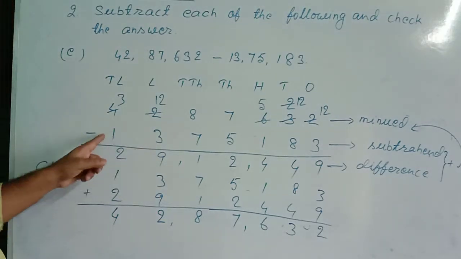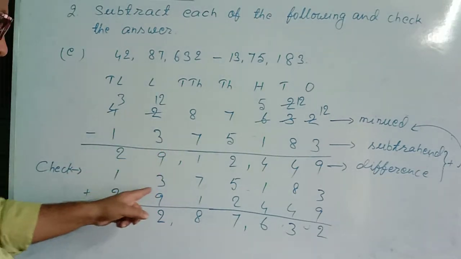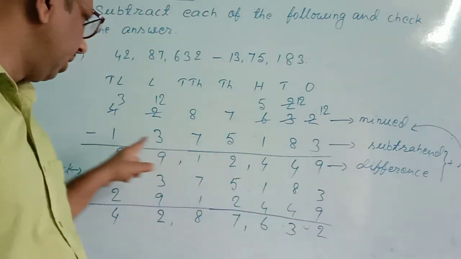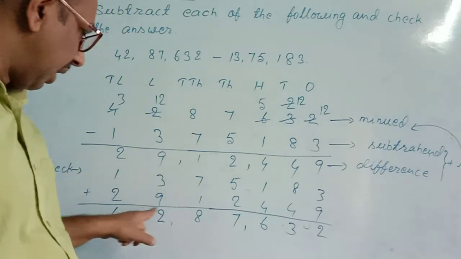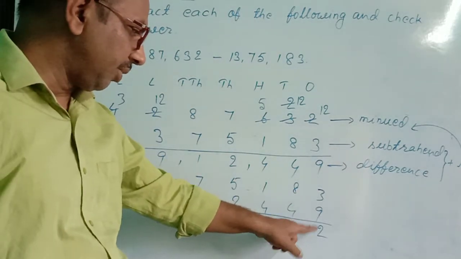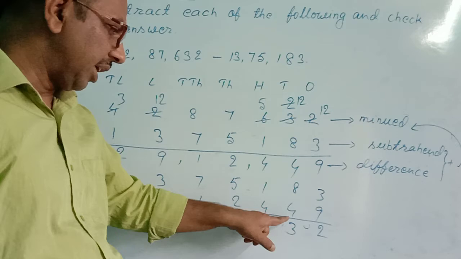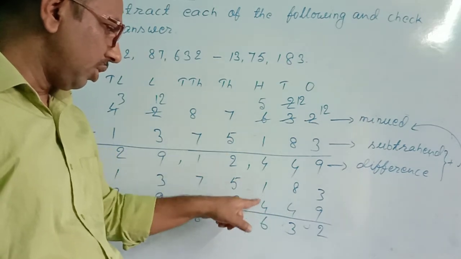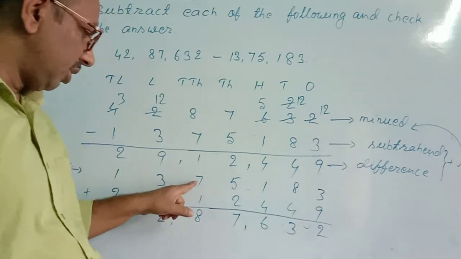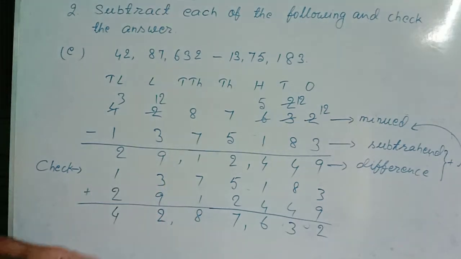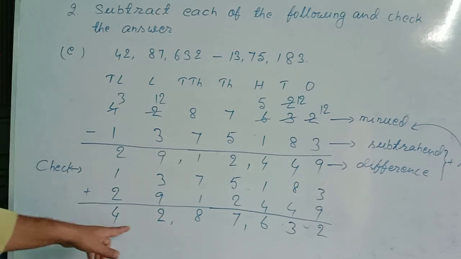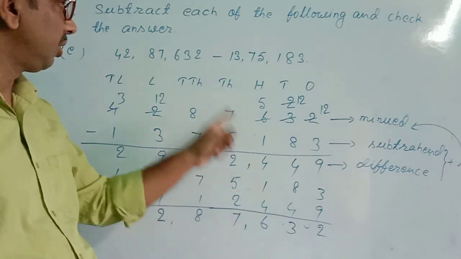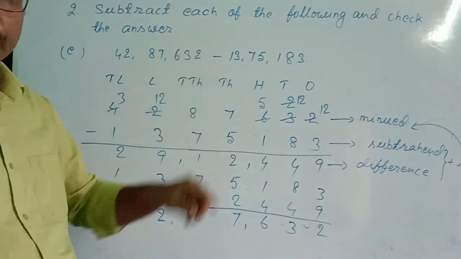So I have added these two numbers, 13,75,183, this one, plus 29,12,449. I added this, I got 3 plus 9 is 12, in hand 1, 1 plus 8 is 9, plus 4 is 13, carry 1, 1 plus 1 is 2, plus 4 is 6, 5 plus 2 is 7, 7 plus 1 is 8, 3 plus 9 is 12, carry 1, 1 and 1 is 2, 2 plus 2 is 4. So this is our verification. So I got 42,87,632, that is given here. So our calculation is correct.